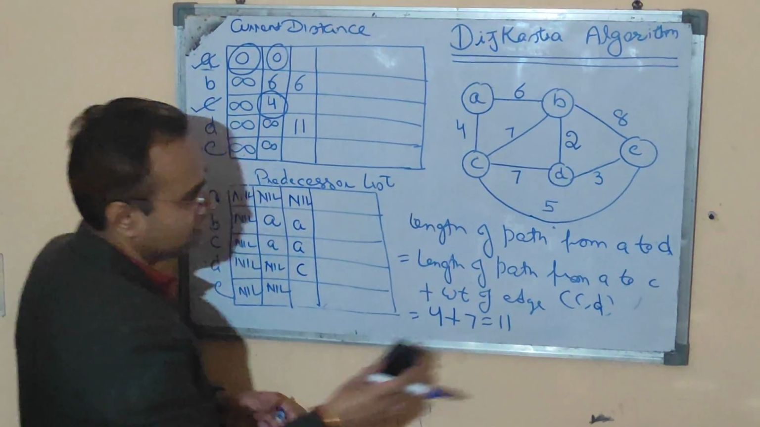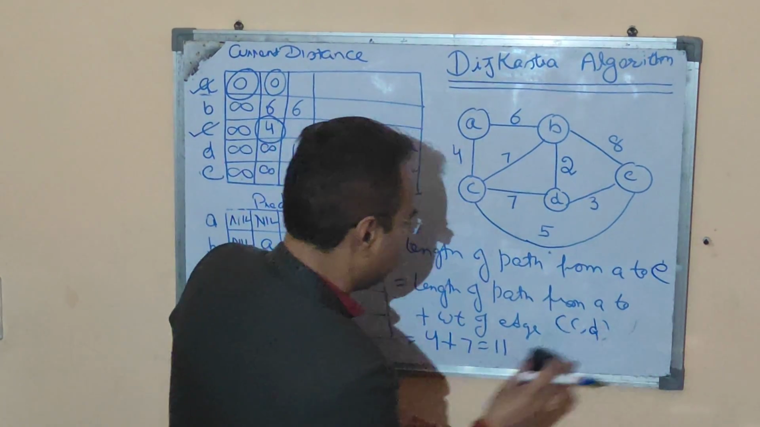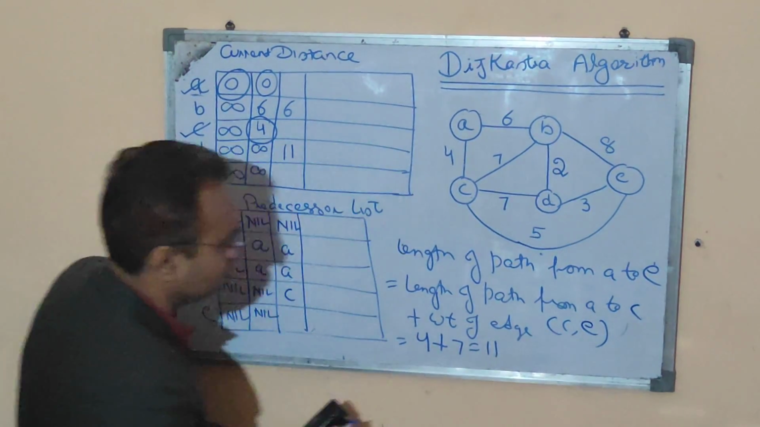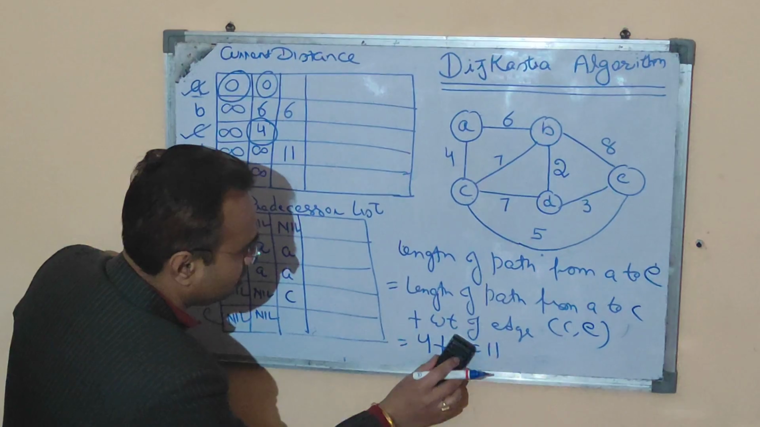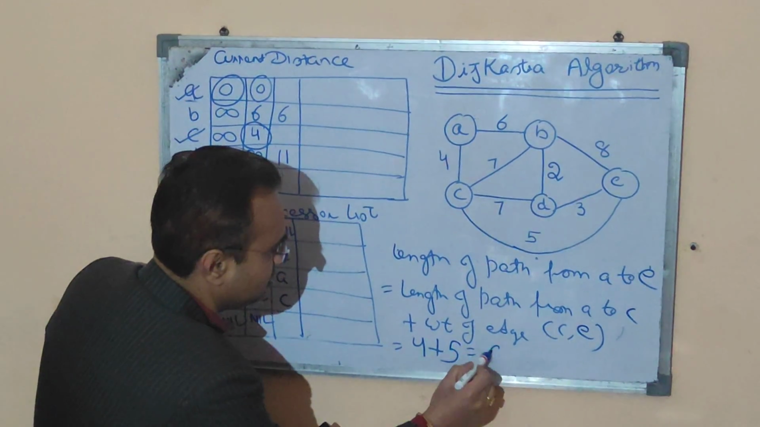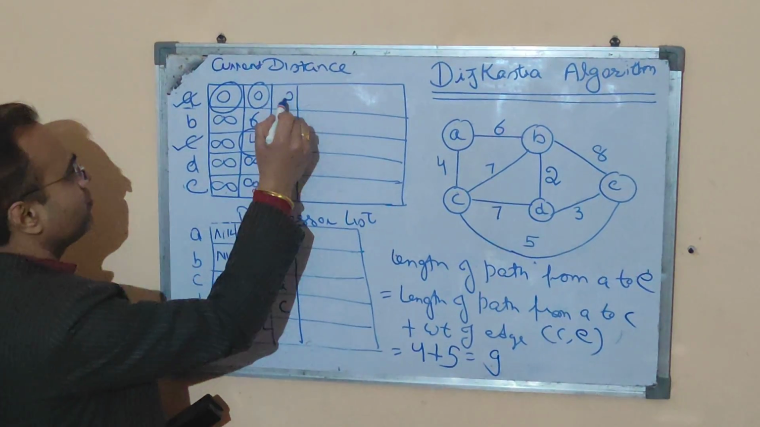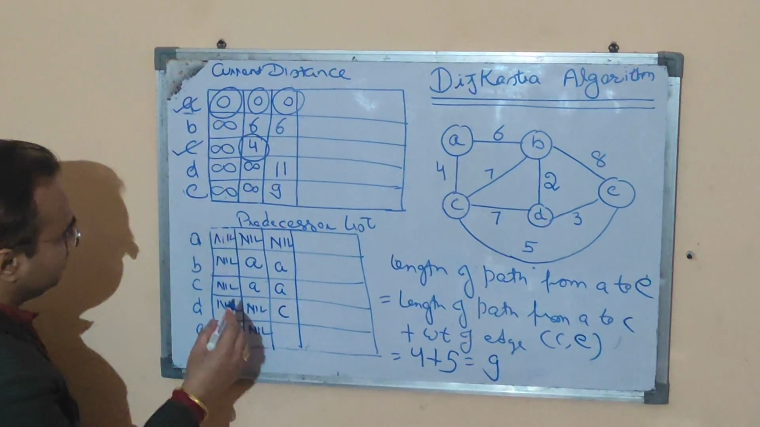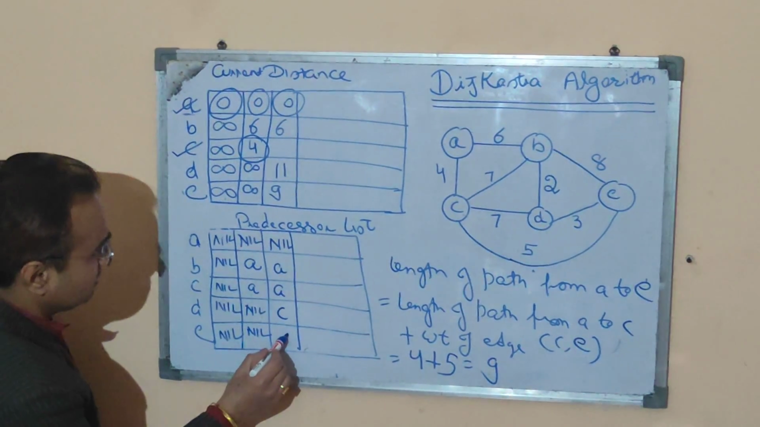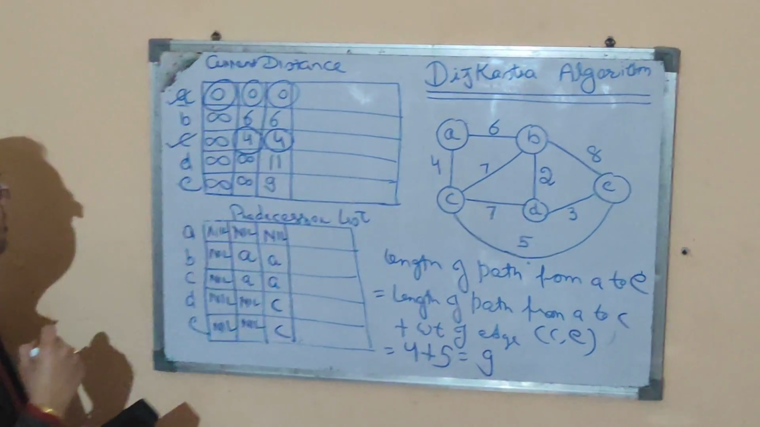And for E, so what we will see, A to E, length of the path from A to C and then C to E. So it's going to be 4 plus 5 and now it is 9. So this is 9. Okay. We are going to update the predecessor also. This predecessor is going to be C. This is 4. It's a finalized vertex.